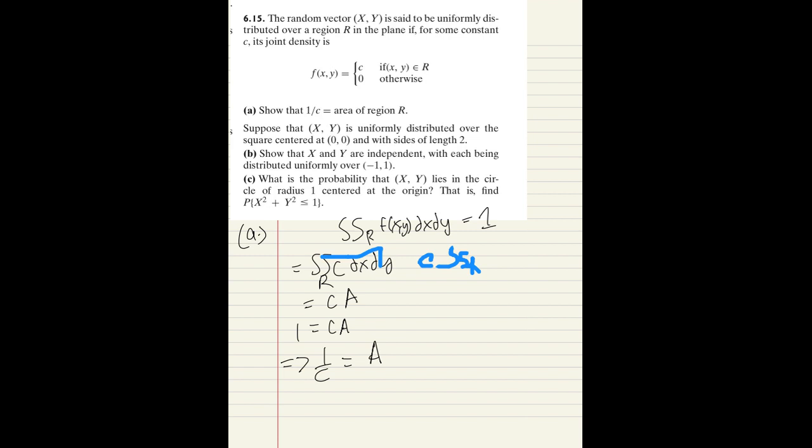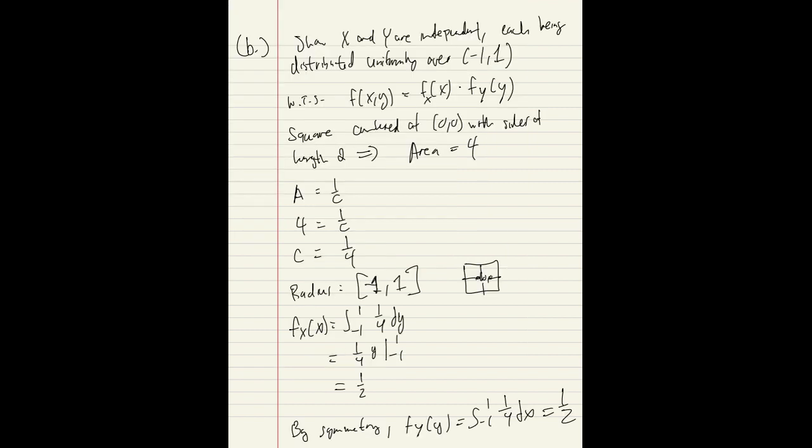And then part B, the question is, show that x and y are independent, with each being distributed uniformly over -1, 1. So we want to show that the joint distribution here is equal to the distribution of x times the distribution of y.